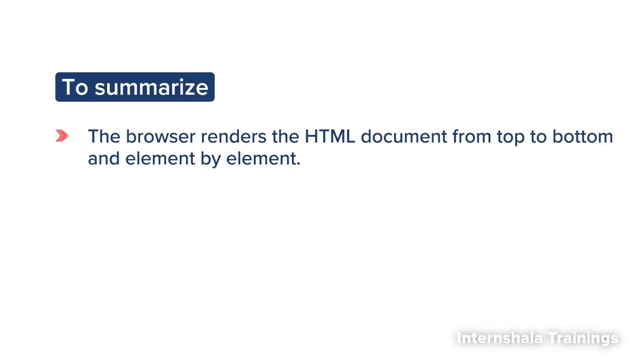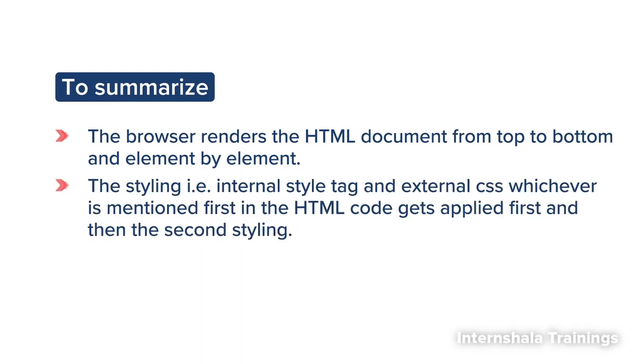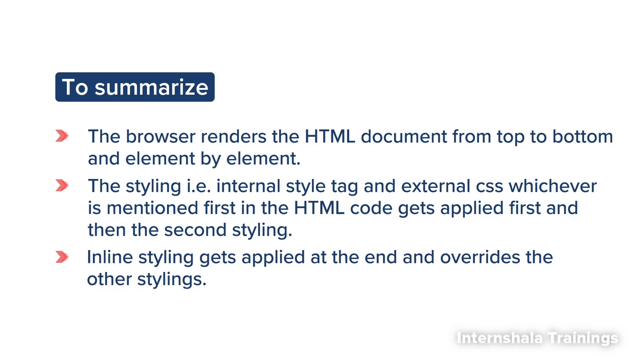So to sum it up, we can say the browser renders the HTML document from top to bottom and element by element. Next, the styling, that is internal tag and external CSS, whichever is mentioned first in the HTML code, gets applied first and then the second. For example, in an HTML code, if the internal style tag is present first and then the external CSS, then internal style tag styling will get applied first and then the external CSS styling will be applied. And lastly, inline styling gets applied at the end and overrides the other stylings.